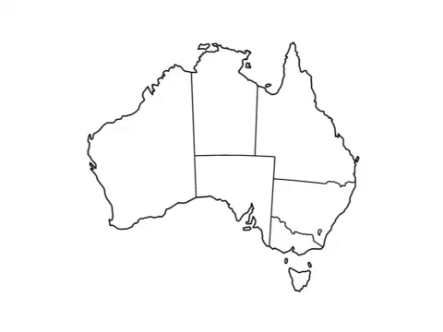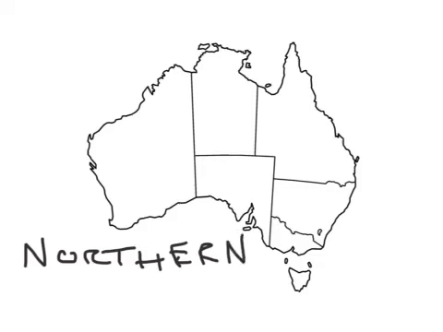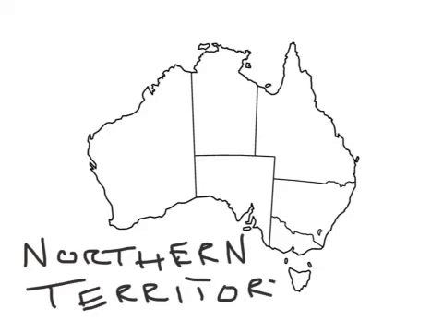Our next territory that we're going to label is this one right here. And again, you should be able to write your label inside the borders of this particular territory. This one is the Northern Territory. And again, you should be able to write your label a little bit smaller than mine. I'll give you a second to go ahead and finish that one off.